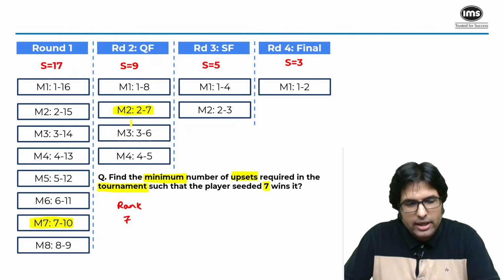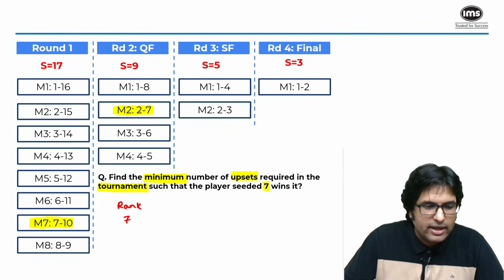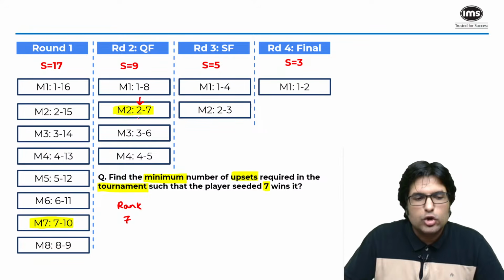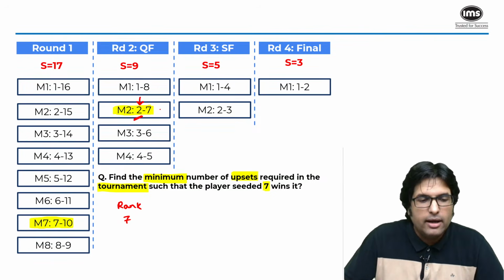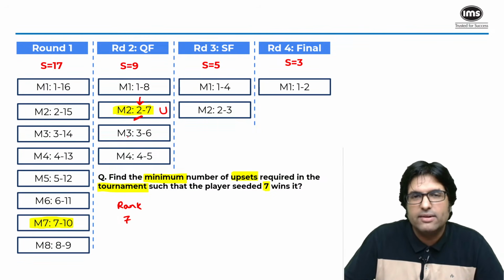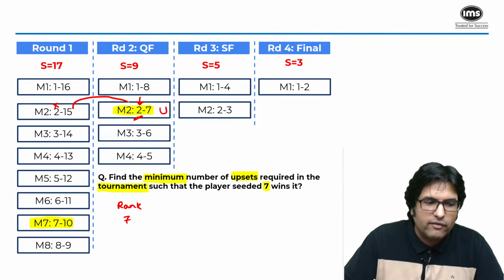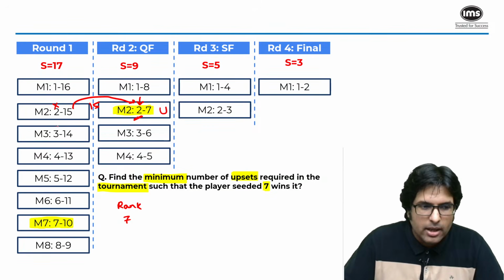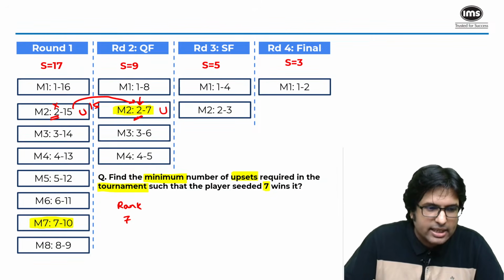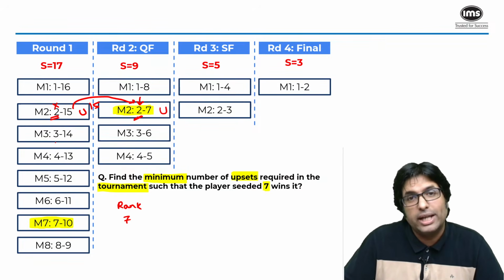But the problem here is that player rank 7 is playing a better ranked player, player rank 2. So now can I say that 7 would definitely require an upset here? Let me write U here, that player rank 7 would definitely require an upset. Some of you would argue, sir, there is a chance that 2 might lose. So 2 might lose in the previous round and 15 might come up here. So then 7 would not be required to cause an upset. Agreed. But then if 2 loses here, can I say this would be an upset? Match 2 would then be an upset.